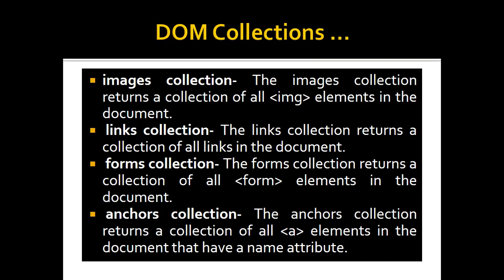The images collection we already discussed. It returns a collection of all img elements in the document. The links collection returns a collection of all the links inside the document. Here, link means all the A and area tags. Then the forms collection returns a collection of all form elements in the document. Then the anchors collection returns a collection of all A elements in the document that have a name attribute. This A element should have a name attribute, only then will the anchors collection return that particular element.